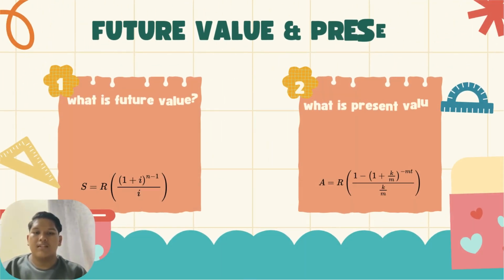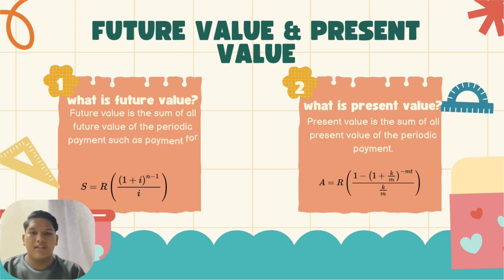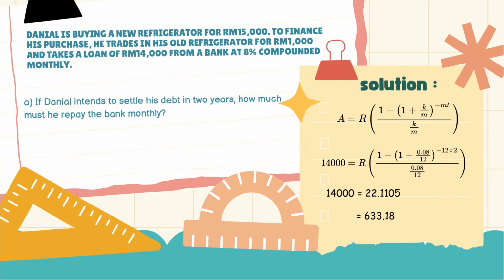Future value is the sum of all future value of the periodic payment, such as payment for loan. And next, the present value is the sum of all present value of the periodic payment. For the last question, Daniel is buying a new refrigerator for 15,000 ringgit. To finance his purchase, he trades in his old refrigerator for 1,000 ringgit and takes a loan of 14,000 ringgit from a bank at 8% compounded monthly. A. If Daniel intends to settle his debt in 2 years, how much must he repay the bank monthly?